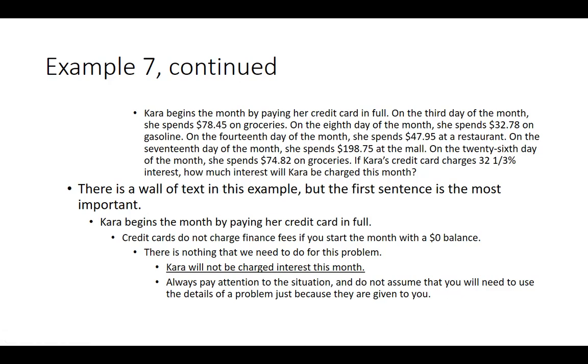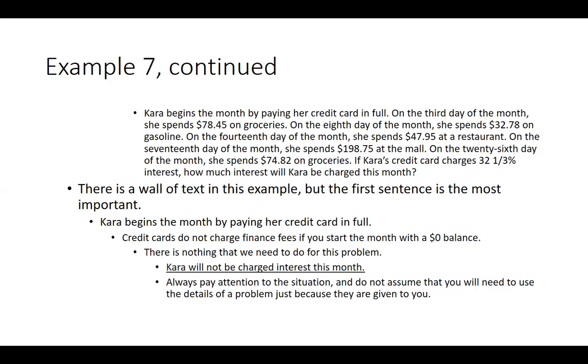So there's a wall of text in this example, but the most important sentence is the first one. Kara begins the month by paying her credit card in full. If you start the month with a $0 balance, you do not get charged a finance fee. So there is nothing that we need to do for this problem. Kara will not be charged interest this month.